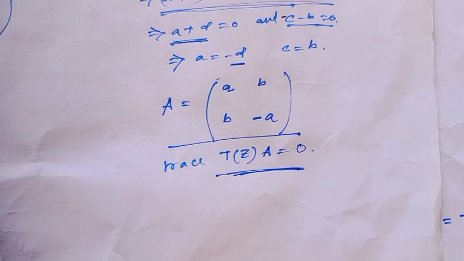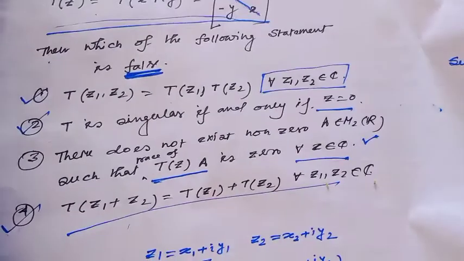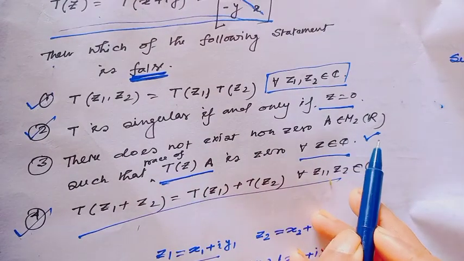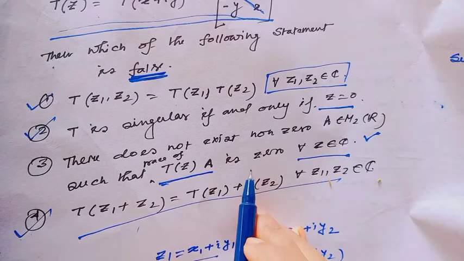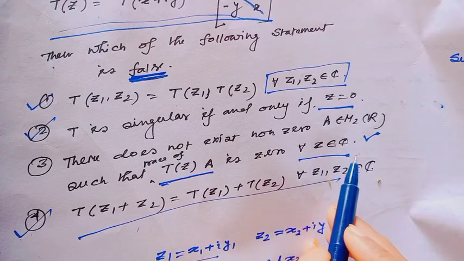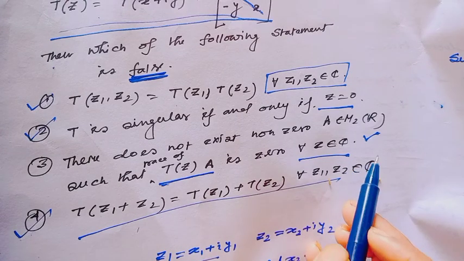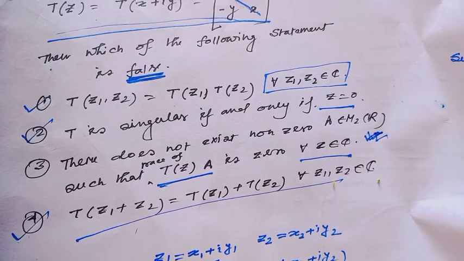That means the statement says there does not exist any non-zero A belonging to M2(R) such that trace of TzA is 0 for all z belonging to C. This is the wrong option, and since this is the wrong option, that means this is the only option we want. Are you getting it? Well, I will stop here.